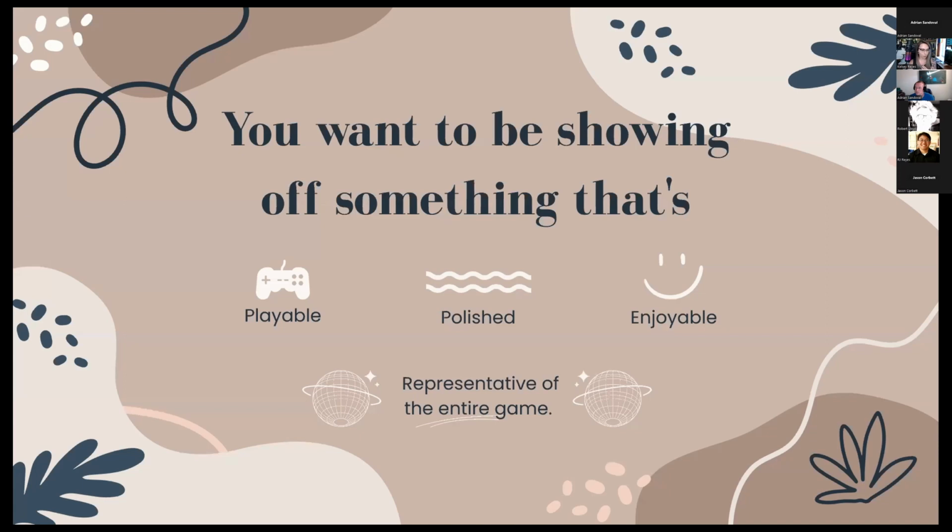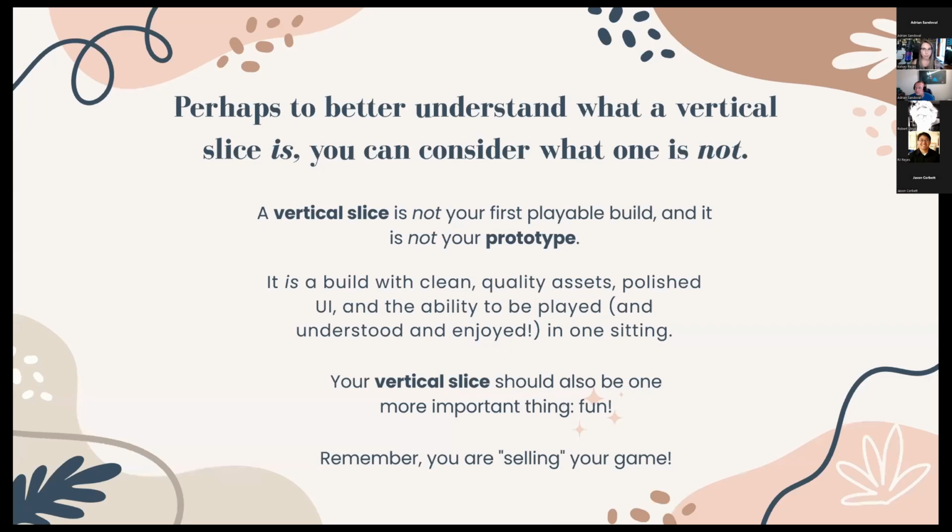So if we want to break it down more simply, your vertical slice needs to be playable, polished, enjoyable, and representative of your entire game. So maybe you're still like, okay, but what does that mean? So maybe another way to understand what a vertical slice is is to consider what it is not. It is not your first playable build. It is not your prototype. It is a build with clean quality assets, polished UI, and the ability to be played and understood and enjoyed generally in one sitting. It should also be fun, right?